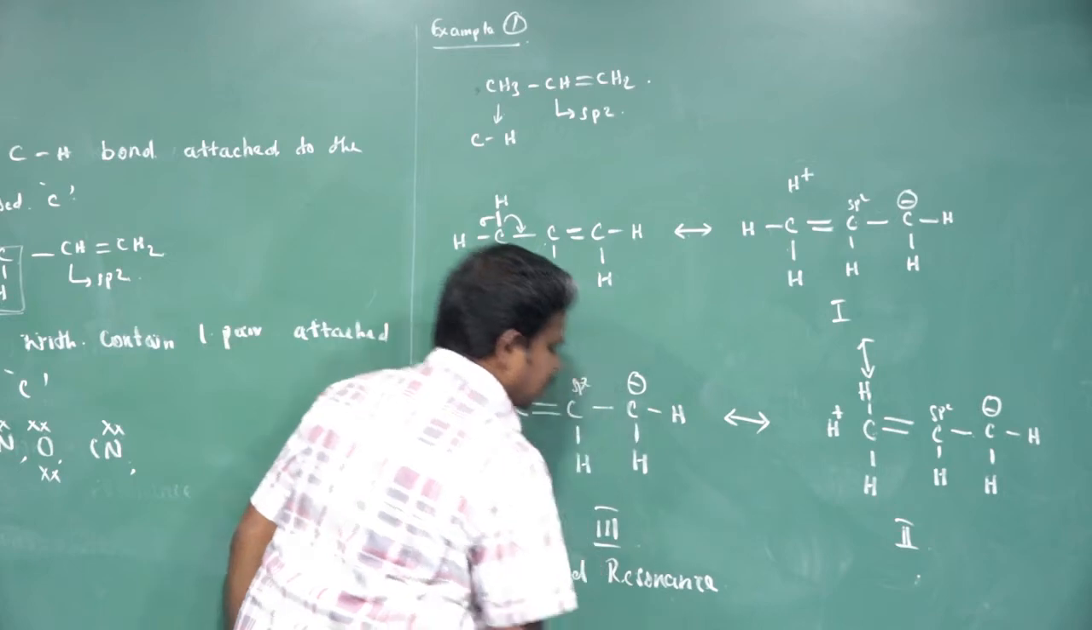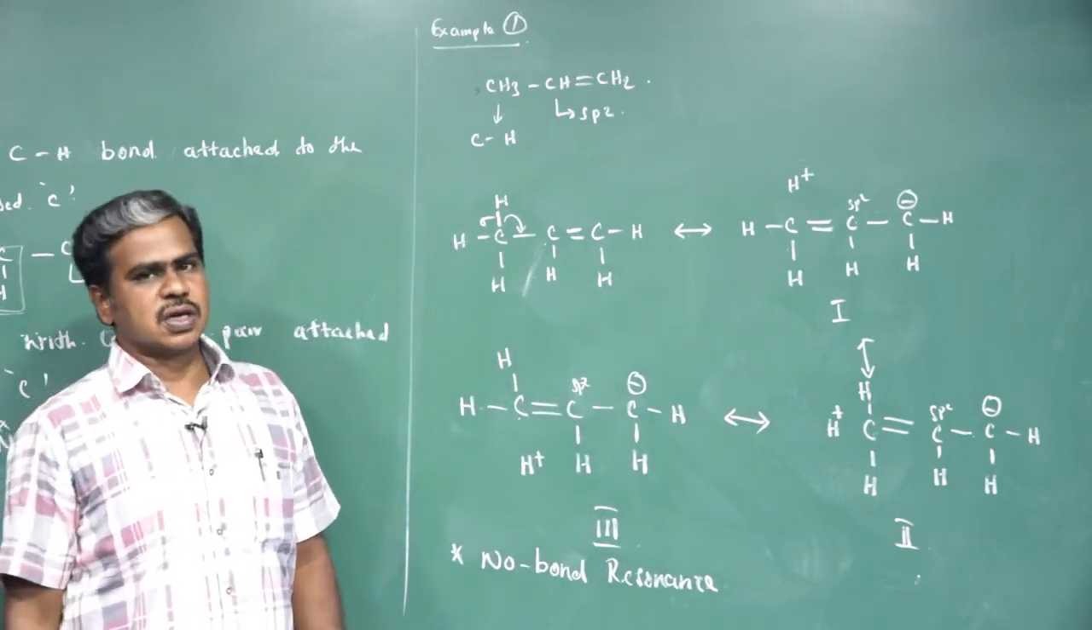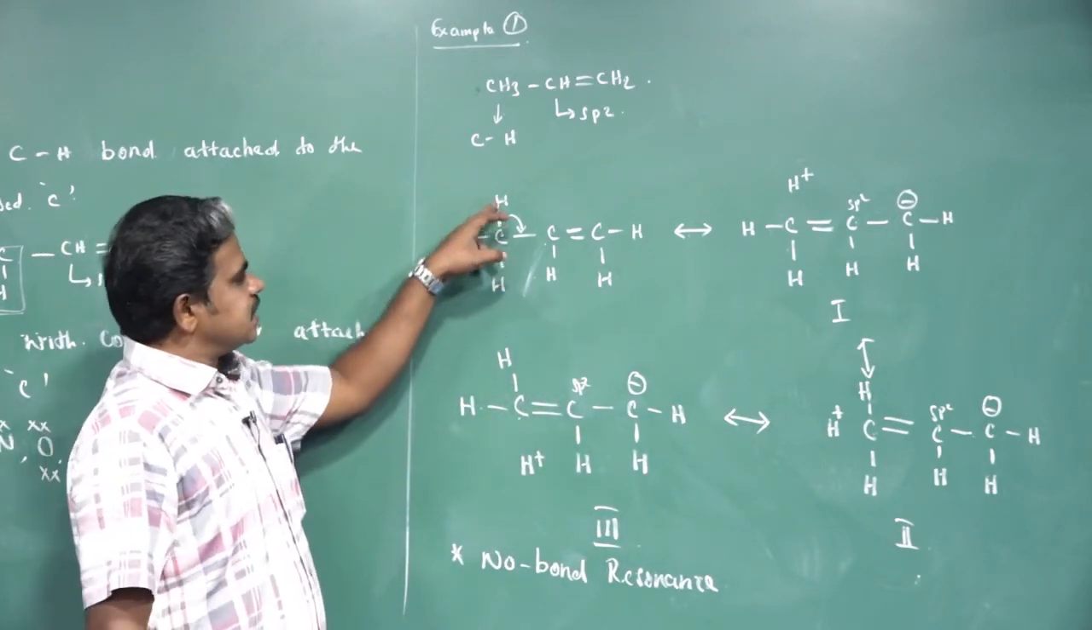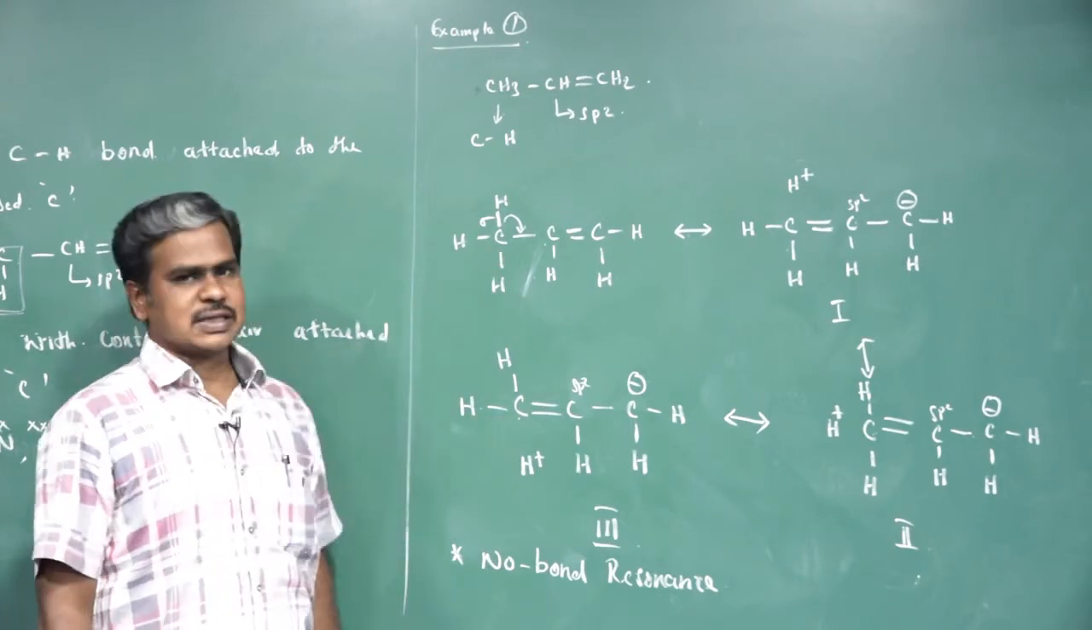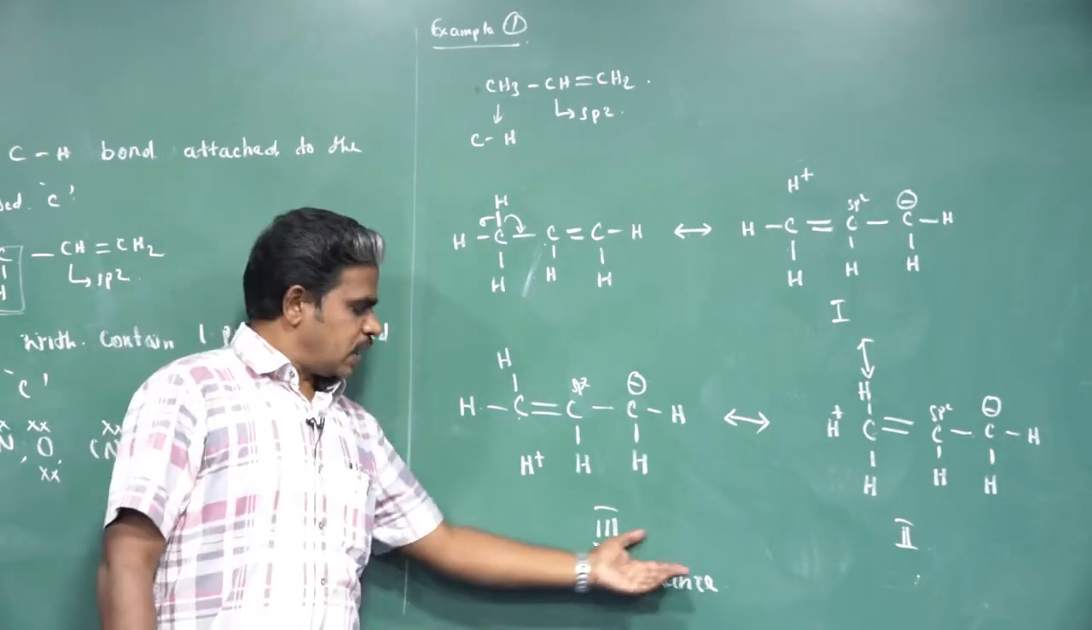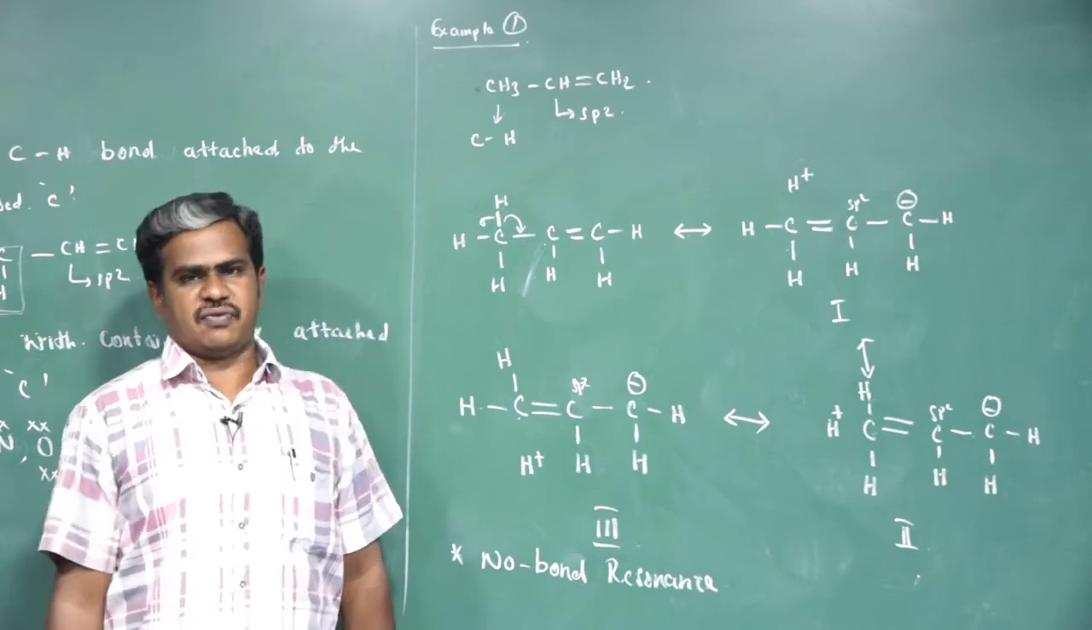So why is it called no bond resonance? In hyperconjugation, there is no bond between that. There is a CH bond. So here there is a CH bond, there is no bond. So it is always known as the Baker-Nathan effect.